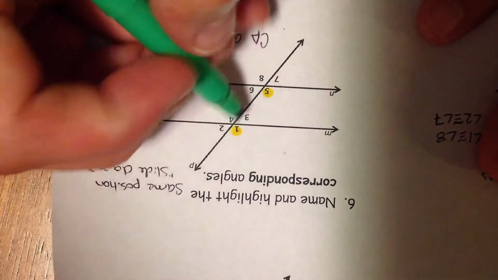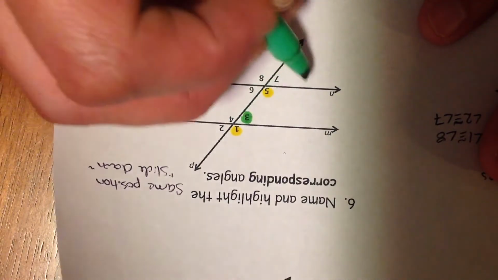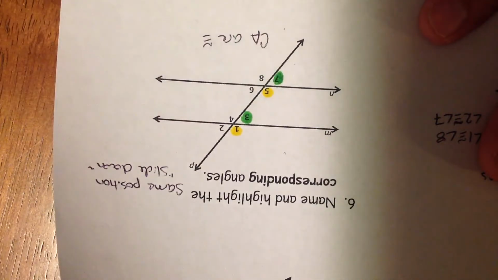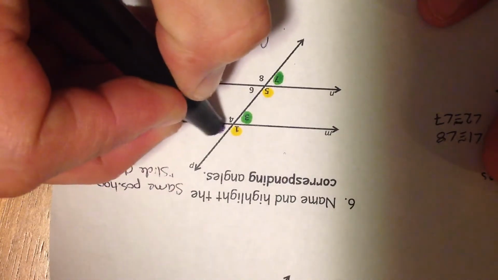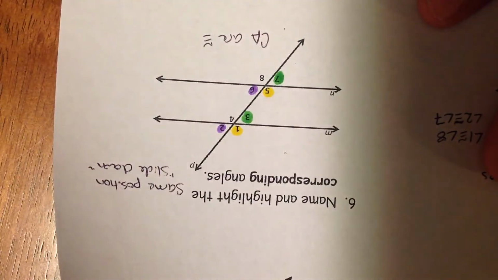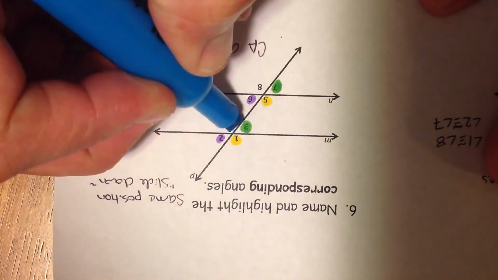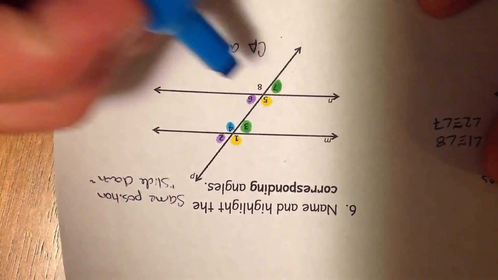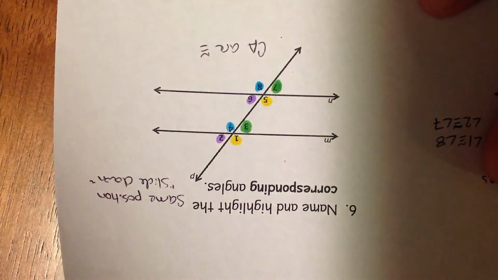Likewise, angle 3 is just below line M, and if I slide that down, angle 7 is just below line N. Coming on the other side of the transversal, angle 2 is just above line M. If I slide down in the same position, angle 6 is right above line N, and angle 4 is just below line M on the right side, and just below line N on the right side of the transversal would be angle 8.